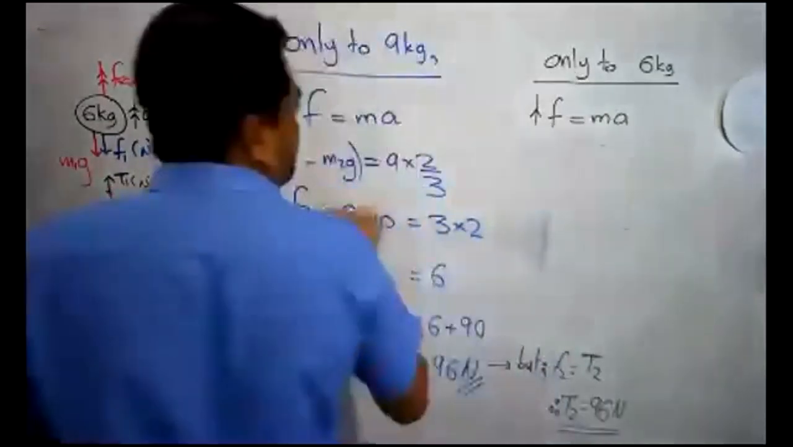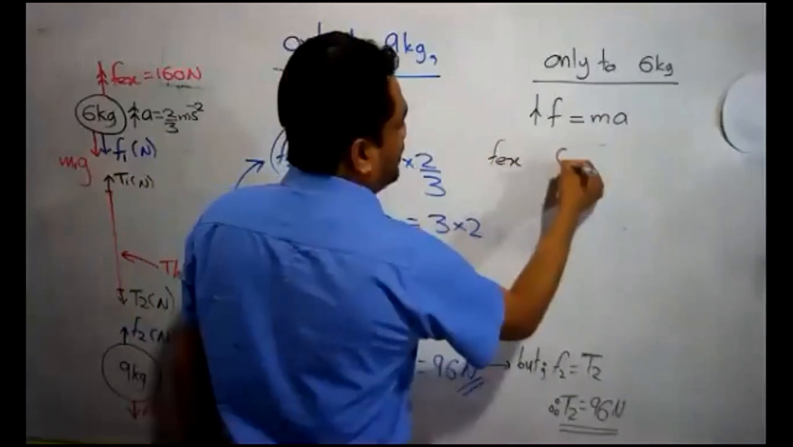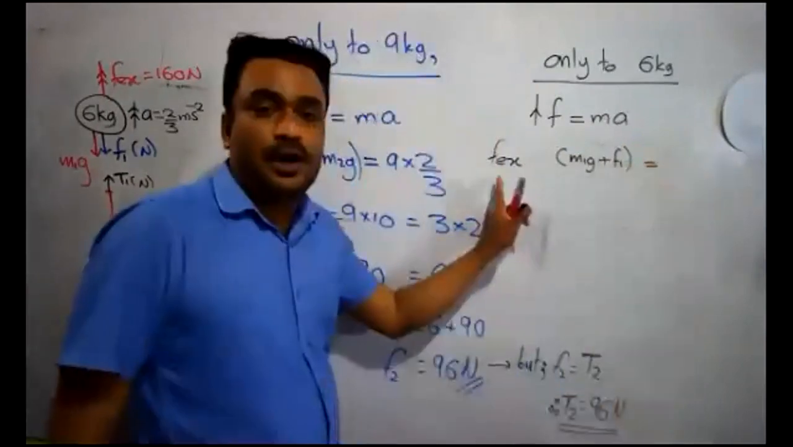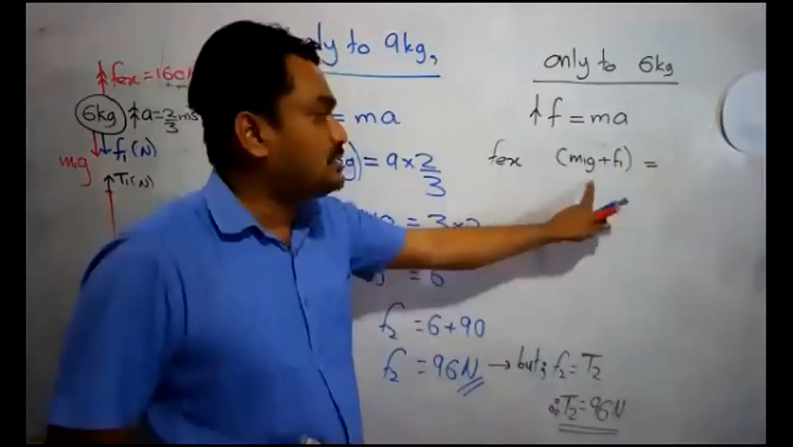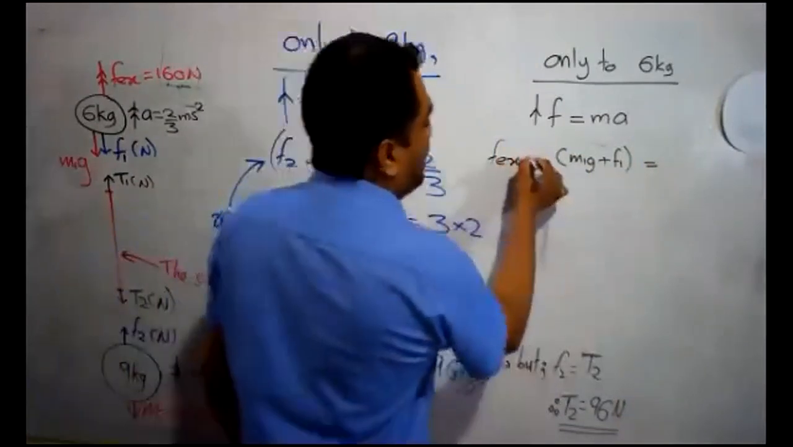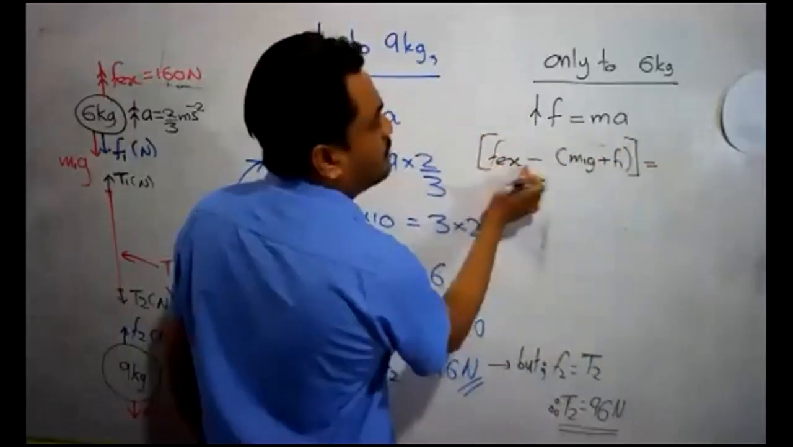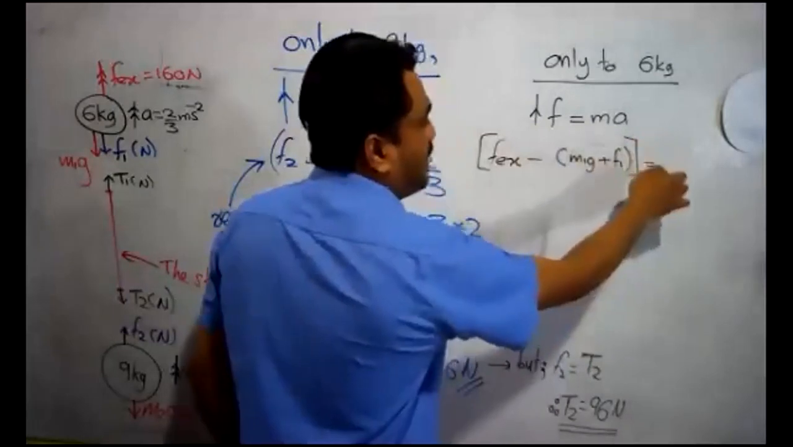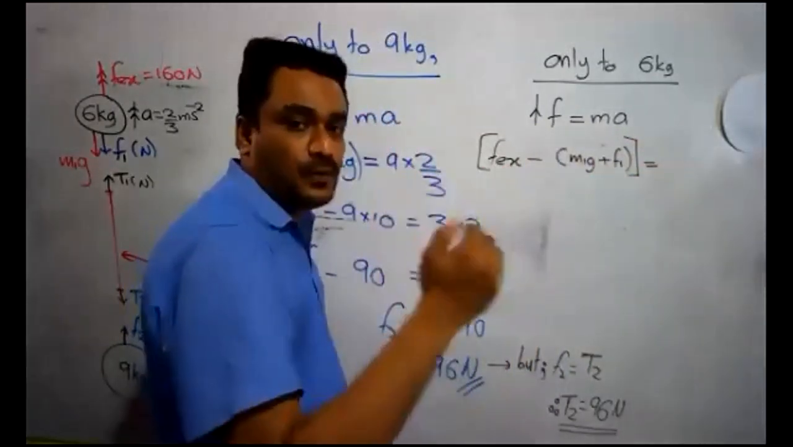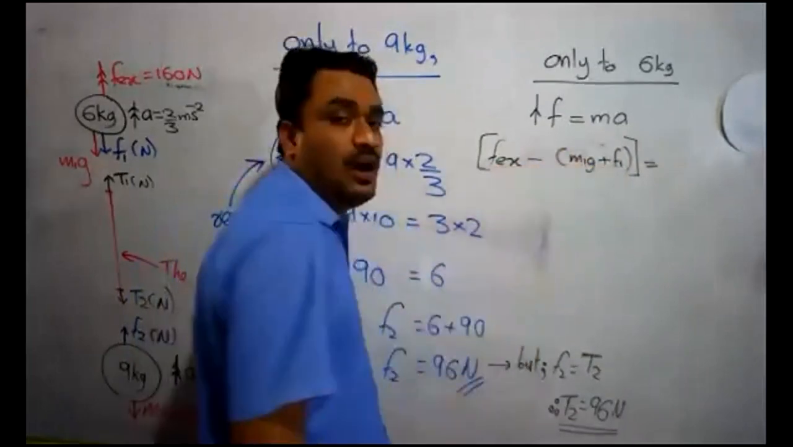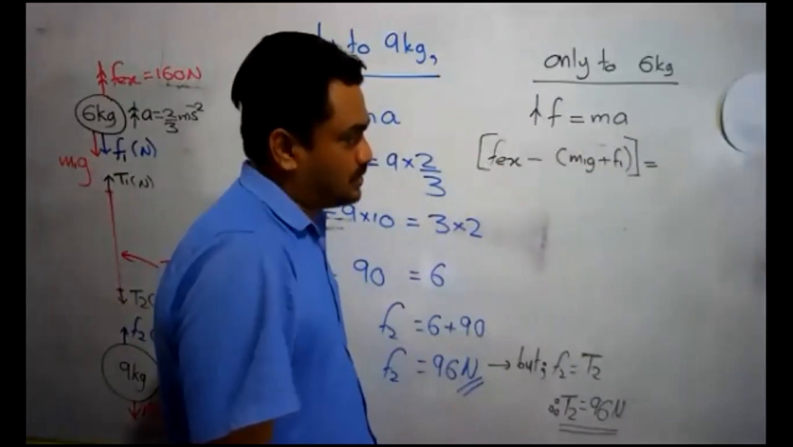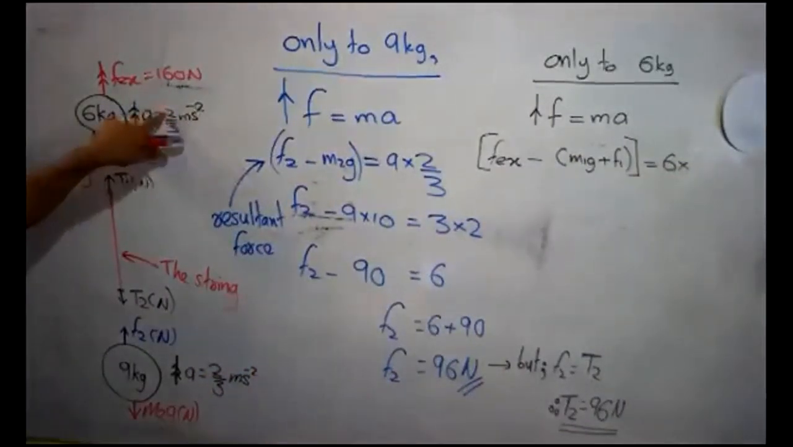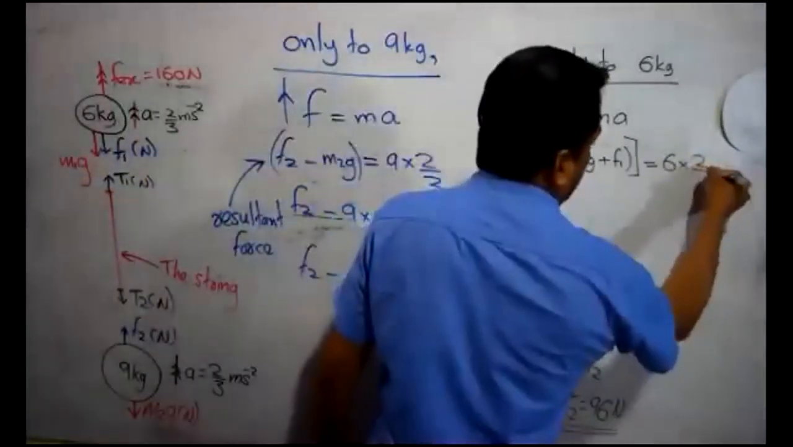So the upward force Fex, summation of the downward forces M1G and F1. Can you understand? Upward force Fex, the sum of the downward forces M1G plus F1. Therefore, the resultant upward force is upward force minus summation of the downward forces. This square bracket shows the resultant upward force. The mass is 6 kilogram, acceleration is 2/3.